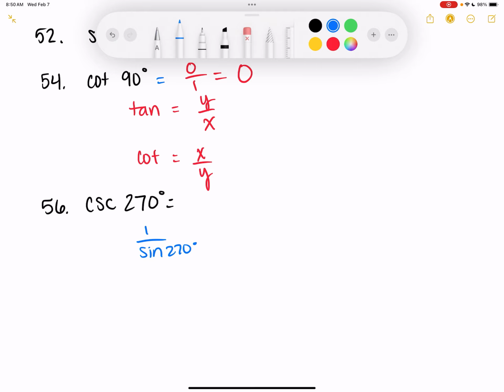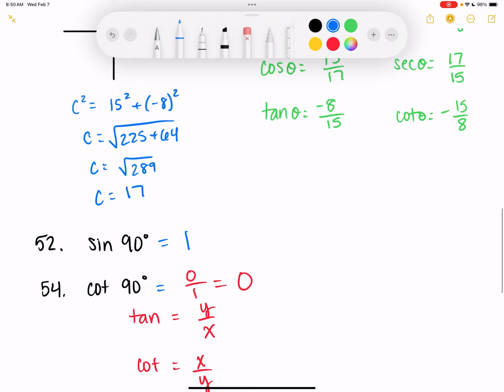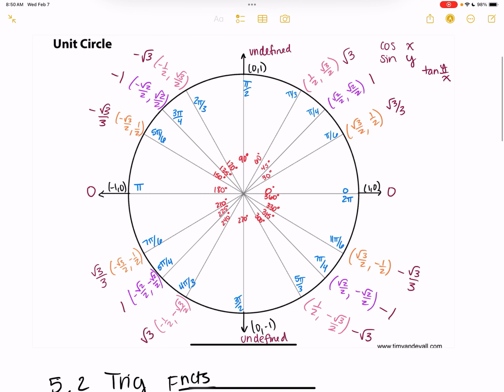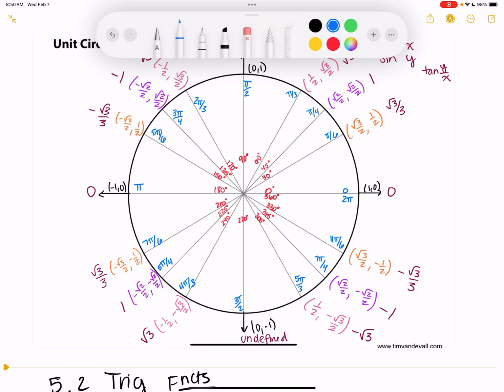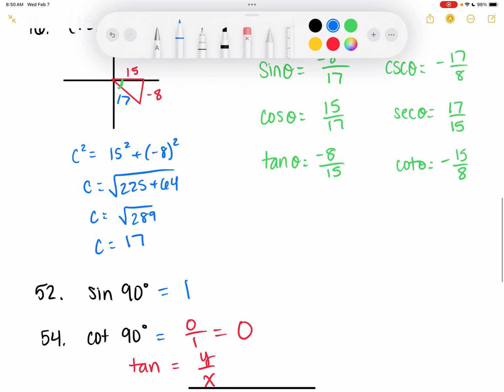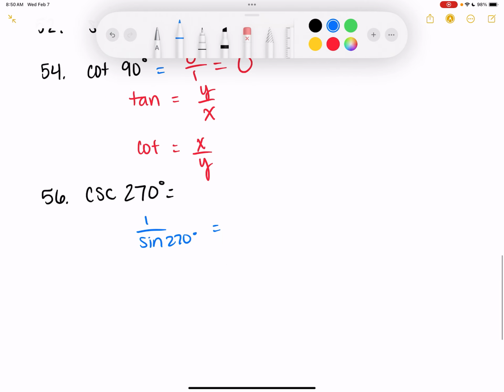Okay, so 270 degrees is down here. So the sine value of 270 degrees would be what? Undefined? That's tangent. Sine is y, so negative 1. So this would be 1 over negative 1, also known as negative 1. So negative 1 would be the answer to this cosecant of 270.